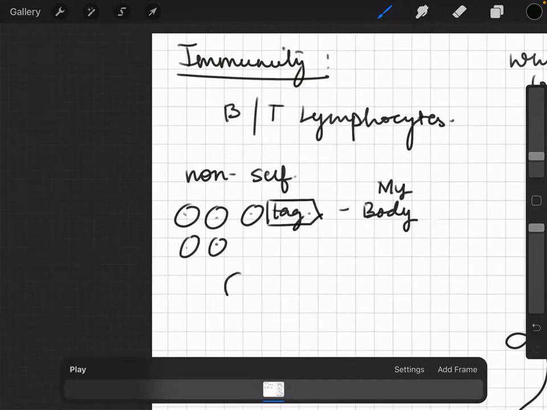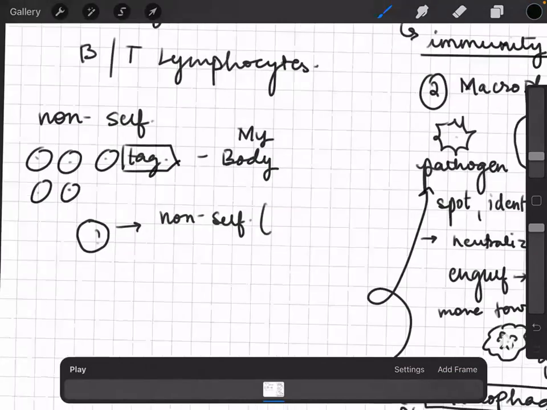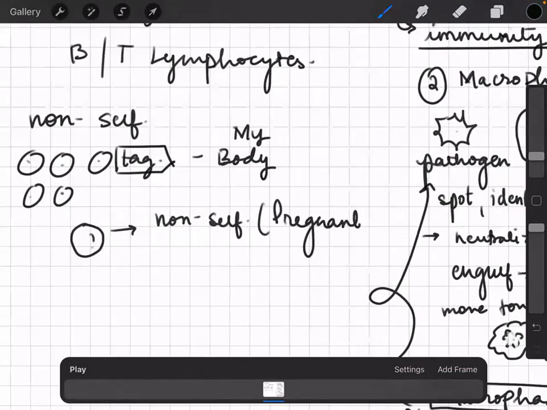In conditions where this tag is missing from your cellular structures, your body goes on to identify it as non-self, which means it essentially just tells your body that this particular cell cannot be from your own cellular origin. It has to have come from outside. This kind of response of understanding something as non-self also occurs in human bodies when you are pregnant. So your body identifies an embryo, or the growing baby, for a period of about 3 months as non-self.